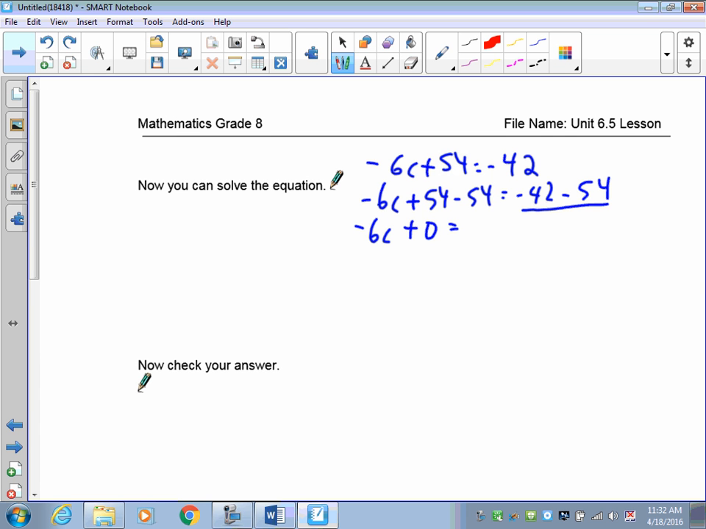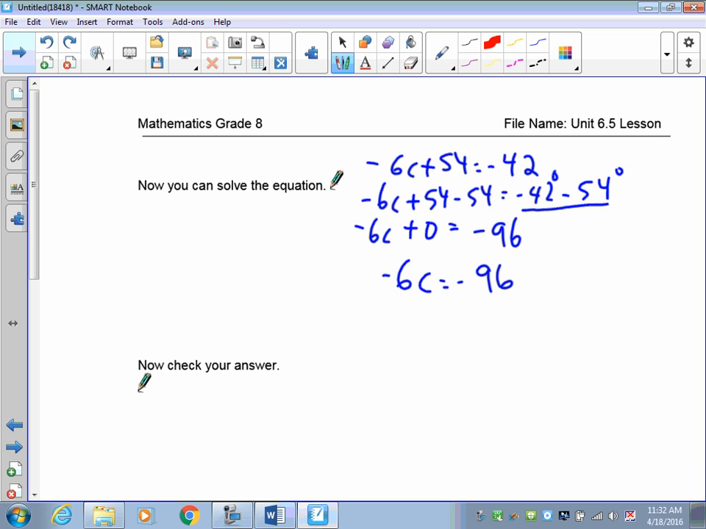Right? Remember, this is negative 42. Think about this being degrees Celsius, and you're going to go down another 54 degrees Celsius. A negative and a negative, add them together, becomes 96. So that's actually equal to negative 96. So that gives me negative 6c is equal to negative 96.